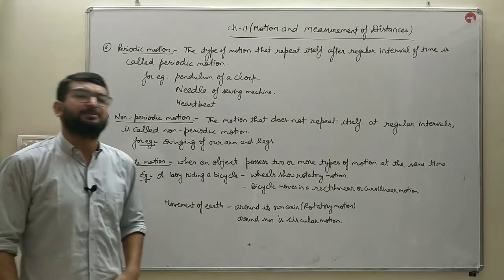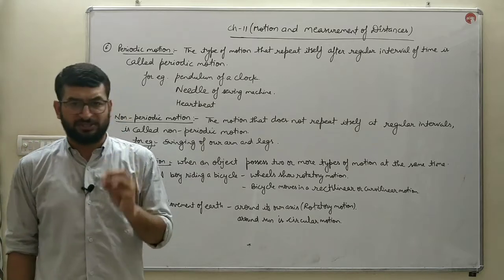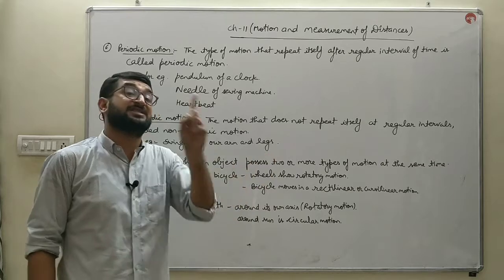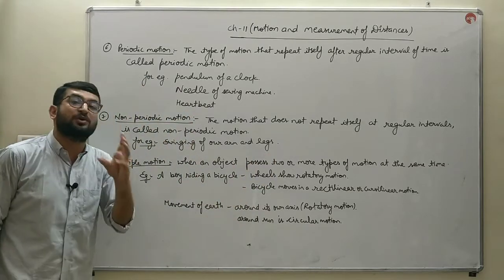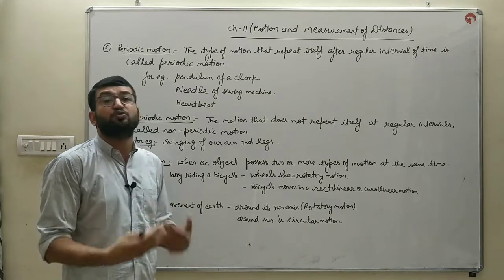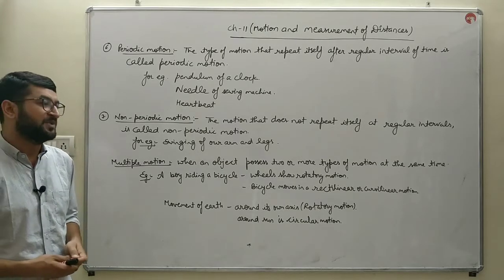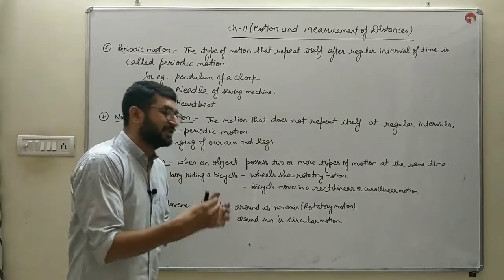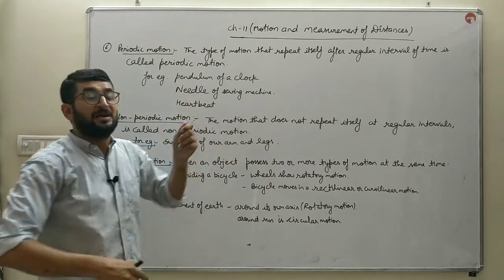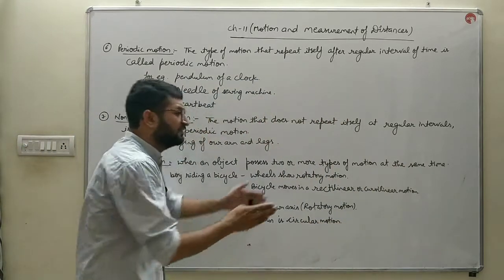The last topic of your chapter is multiple motion. When an object possesses two or more types of motions at a single time, at one particular point, that is known as multiple motion. For example, a person is riding a bicycle on a road, then the wheels of the bicycle move in a circular path, but the bicycle moves along a straight path, that is rectilinear, or a curved path, that is curvilinear.